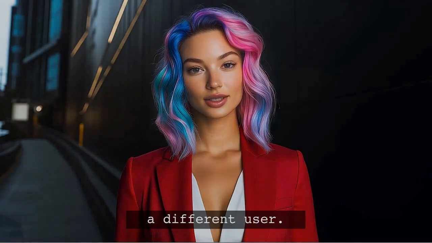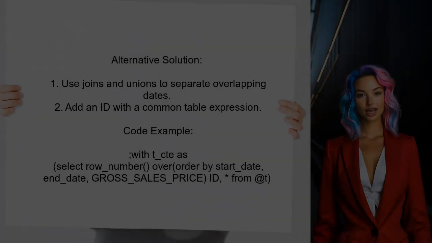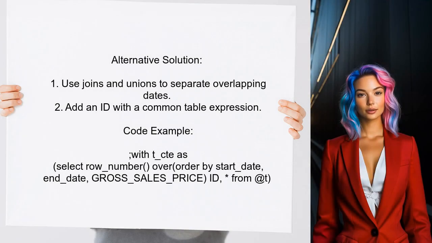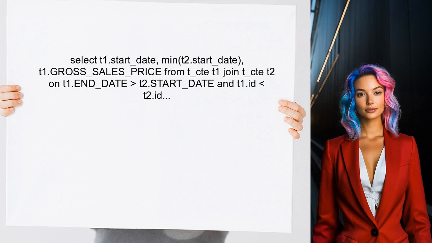Now, let's see a response from a different user. An alternative solution provided by another user suggests using simple joins and unions to separate overlapping date ranges. They recommend adding an ID using a common table expression to facilitate the process.